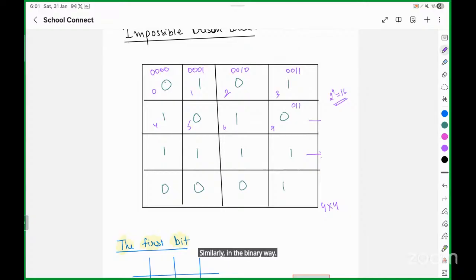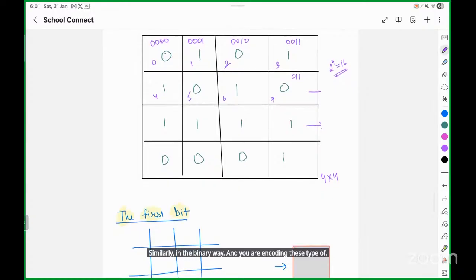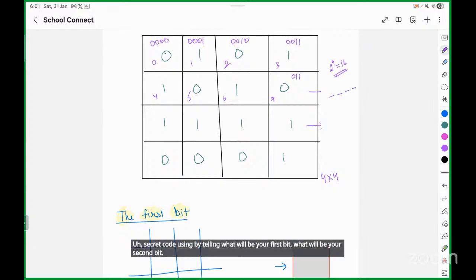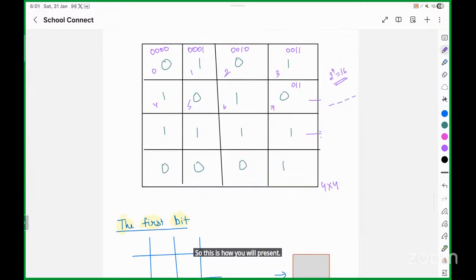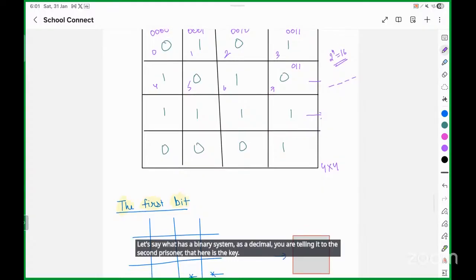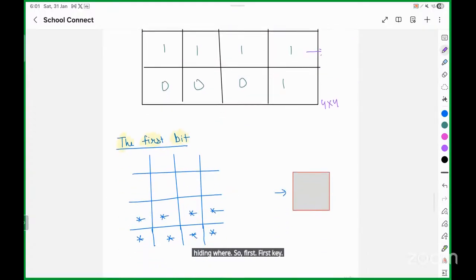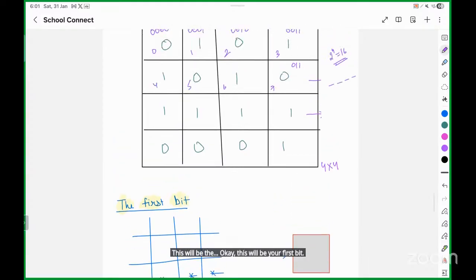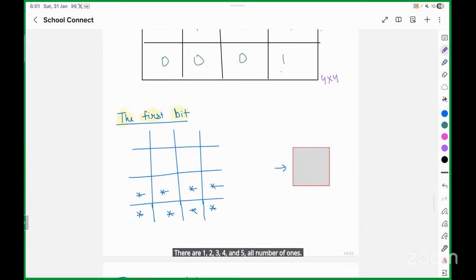And you are encoding this secret code by telling what your first bit will be, what your second bit will be, and so on for the 4 bits. So in the current case, as a binary system and as a decimal, you are telling the second prisoner where the key is hiding. For the first bit, we XOR the sum of the last 2 rows. Looking at these, there are 1, 2, 3, 4, 5, an odd number of ones, so the first bit is 1.